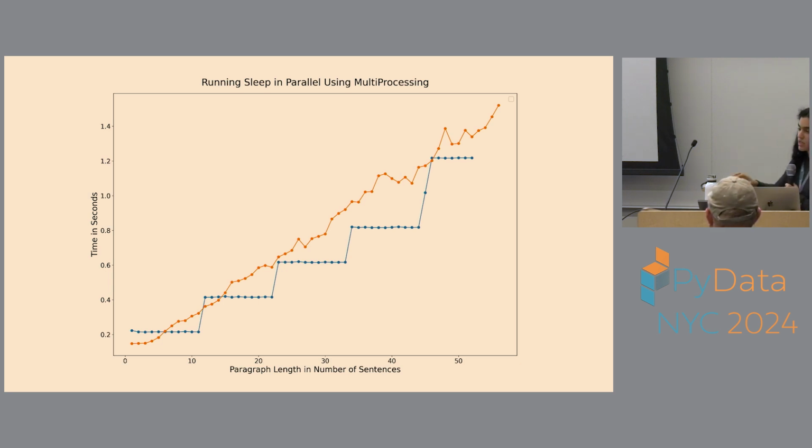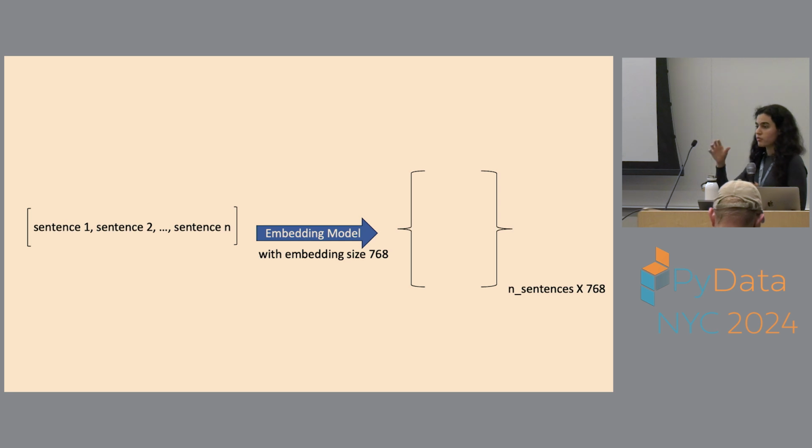And I'm using 11 processes here because I'm running on a 12-core CPU machine. But let's go back to the lesson that we learned. So we want to use Torch's power for the embedding. And so I have a list of n sentences. I just want to embed them in one go. My embedding model has an embedding size of 768. And so in this situation, my output is going to be of size n sentences by 768.